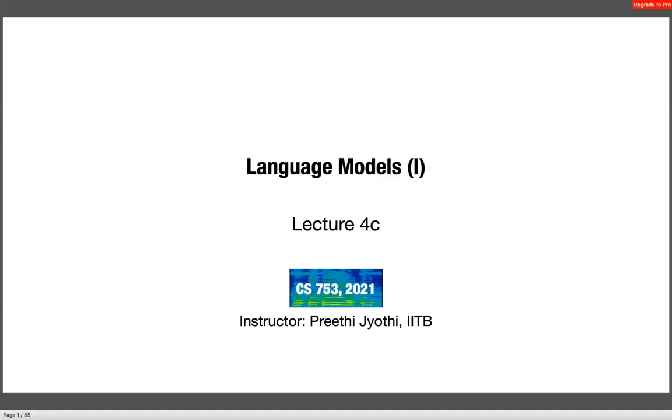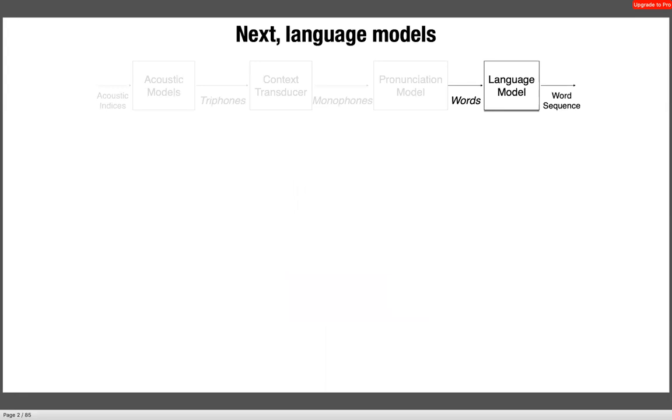In this module, we're going to start this entire series on language modeling. So far we've looked at acoustic models, specifically HMM-based acoustic models. We've looked at how to use WFSTs to represent the entire ASR pipeline. And now in the next two or three lectures, we're going to dive deeper into how language models are implemented.